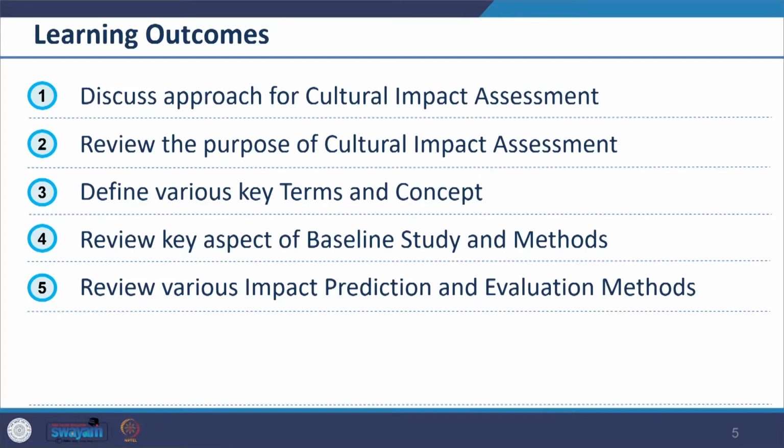So accordingly, our learning outcomes will include that after completion of this particular session, you should be able to discuss various approaches which are adopted for cultural impact assessments, what's the change in the perspective. Now you should be able to review the purpose of impact assessment pertaining to cultural heritage. Then you should be able to define various key terms and concepts in this domain, and then you should be able to review key aspects of baseline study and the methods involved. Similarly, you should be able to review various impact prediction and evaluation methods. So our key reference for this is, again, the methods book by Terrell and Woods.